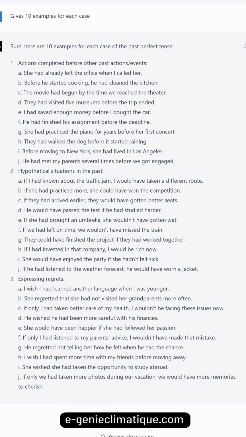E. She would have been happier if she had followed her passion. F. If only I had listened to my parents' advice, I wouldn't have made that mistake. G. He regretted not telling her how he felt when he had the chance.